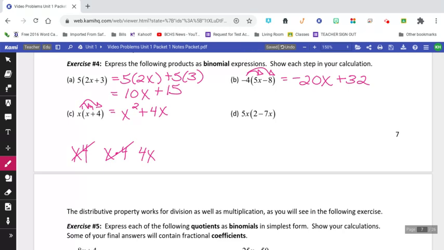And then for D, and remember, whenever I'm going over these problems, you can always pause the video and try them yourself and then come back to see if you have them right. So 5x times 2 would be 10x, and 5x times negative 7x would be minus 35x squared.